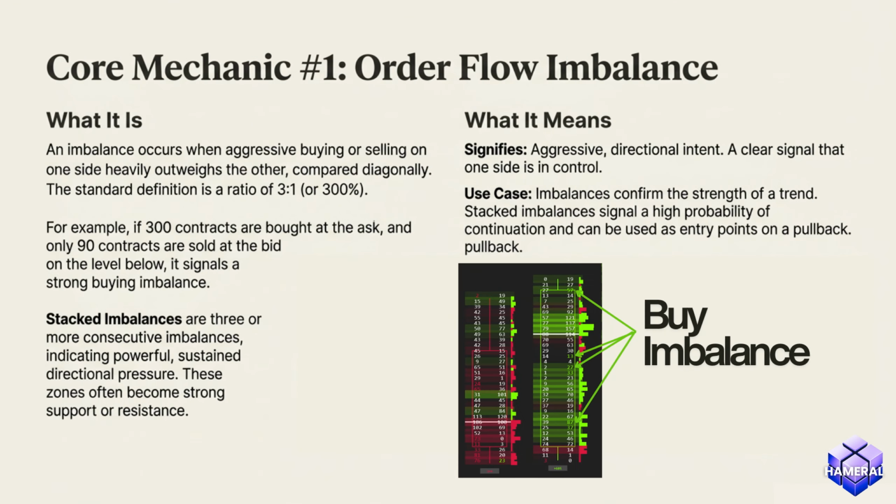Core mechanic number 1 is order flow imbalance. This happens when aggressive volume on one side dwarfs the other by a ratio of roughly 3-to-1. When you see 3 or more of these imbalances stacked consecutively, it creates a stacked imbalance. These zones signify powerful directional pressure and often become strong support or resistance levels for future trades.